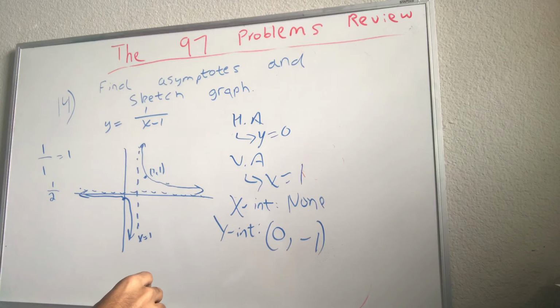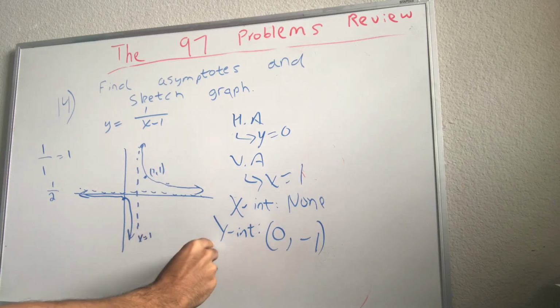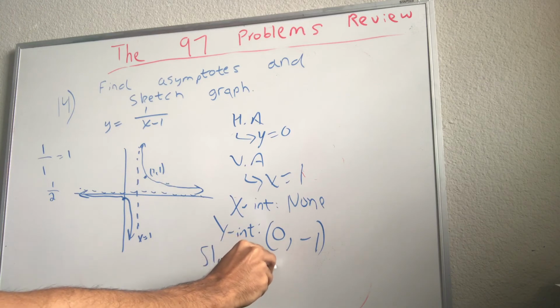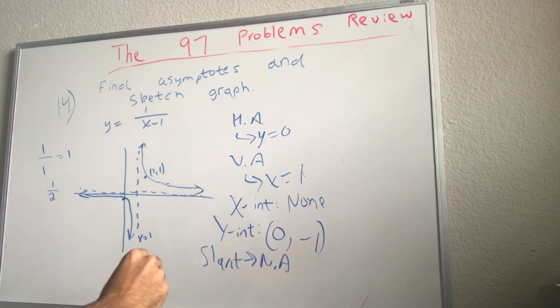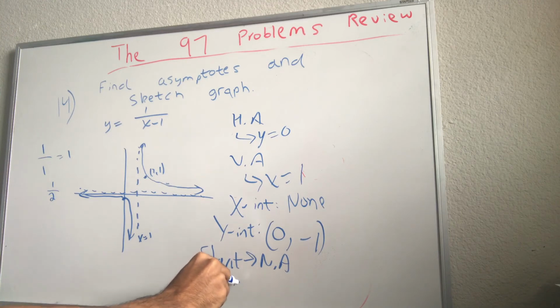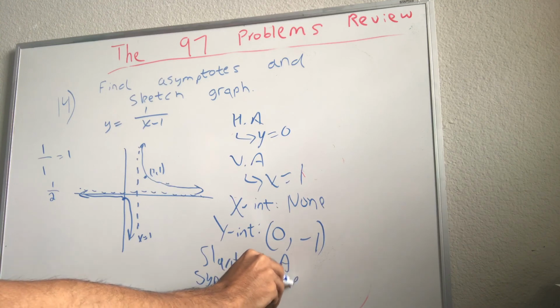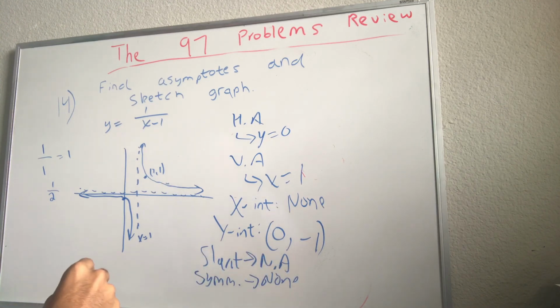And we may be asked if there's a slant asymptote. In this case, slant is not applicable. And then, does this graph have symmetry about the x-axis or the y-axis? For this one, that will be none as well. We clearly see that the curve doesn't reflect about the x-axis or the y-axis. We don't see any symmetry about the x-axis or the y-axis.